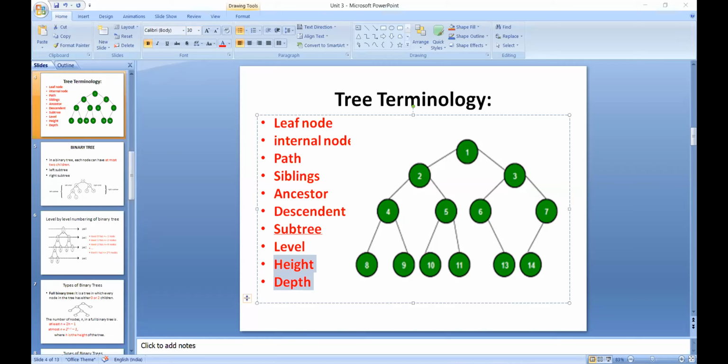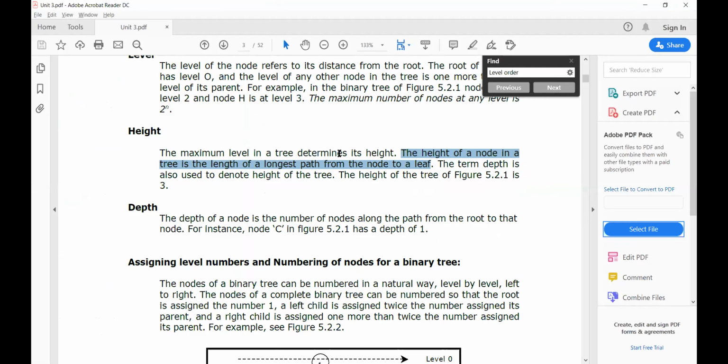The height of a node in a tree is the length of the longest path from the node to a leaf. For example, I'll show it.